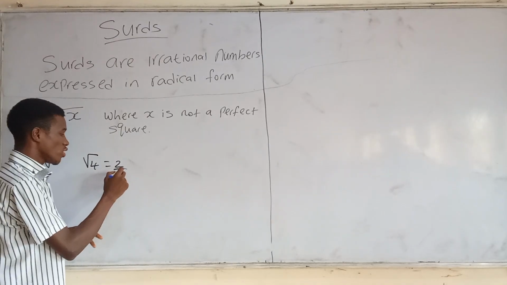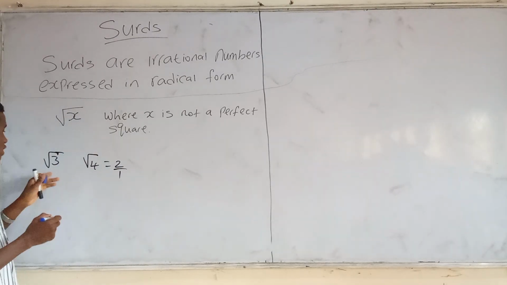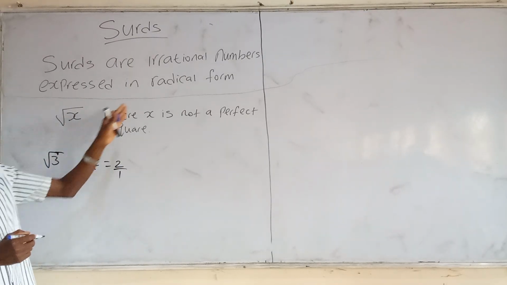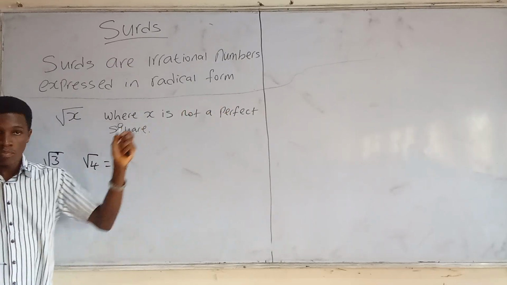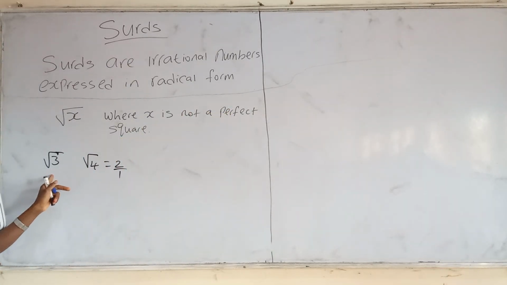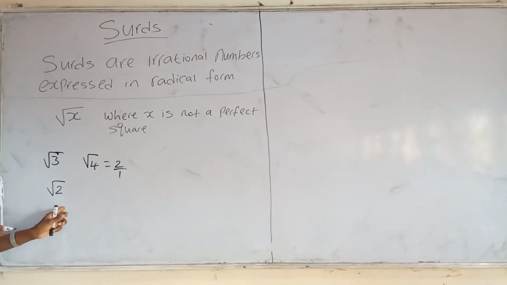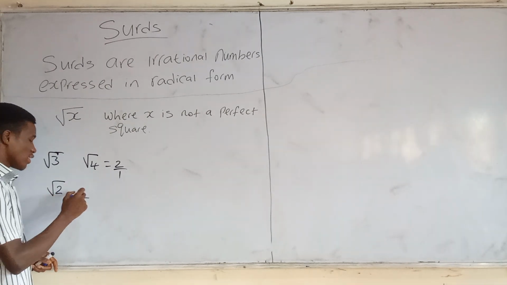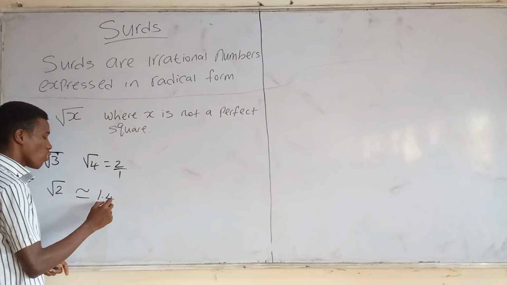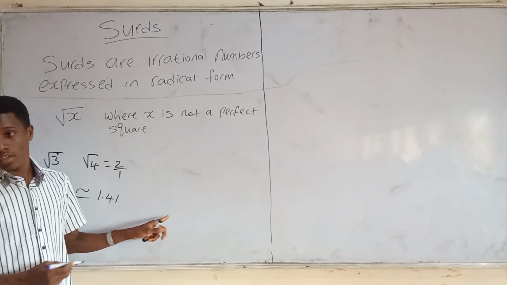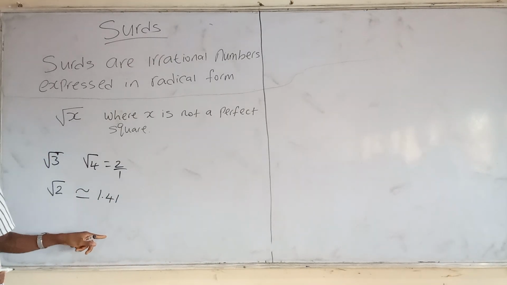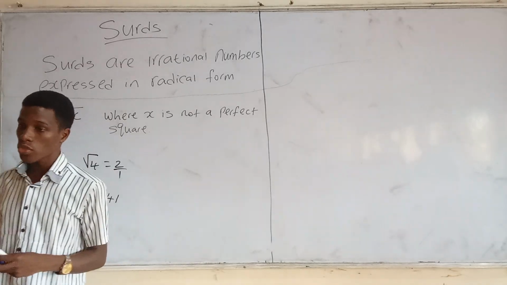This is rational because it is 2 over 1. But square root of 3 is irrational. It can only be represented in this radical form. Aside from this, what you can get is an approximation. So square root of 2, for example, is in radical form. Aside from that, what you can get is that it is approximately equal to 1.41 something. You can't exhaust it. If you continue to write it, you keep on writing it to infinity. So that's why it's called a surd.